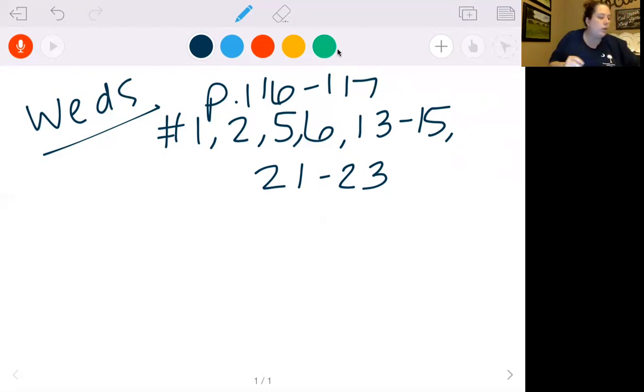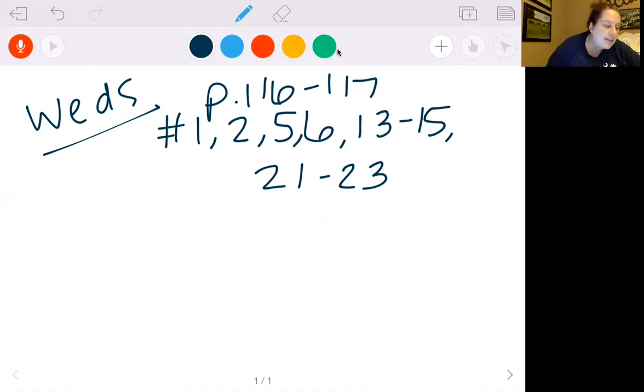All right, so if you look at page 116 at number 1, it says create a factor tree for each number. You're going to do that for 1 and 2. Now number 2, the number is 126. The easiest way to do it is it ends in a 6, which is an even number. So find out what you can multiply by 2 to get 126, and then take it from there.